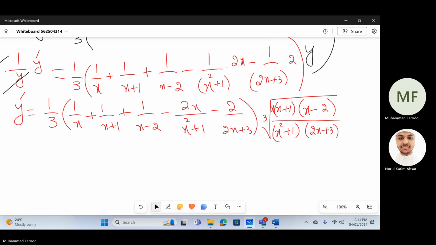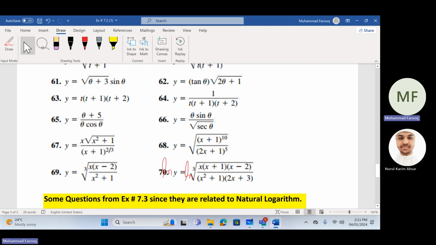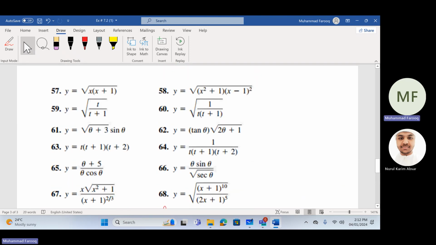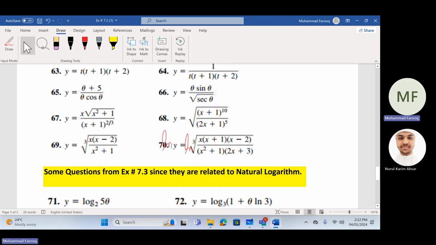So you can see here, please, the questions from 57 until 70 are your choice. If you think you can differentiate question 65 without any ln, go ahead, no problem. If you think no, I first simplify, then I differentiate, it is your choice. So similarly, for example, the 69th question or the 67th question, if you think I don't need any ln property here, then I go with the quotient rule.